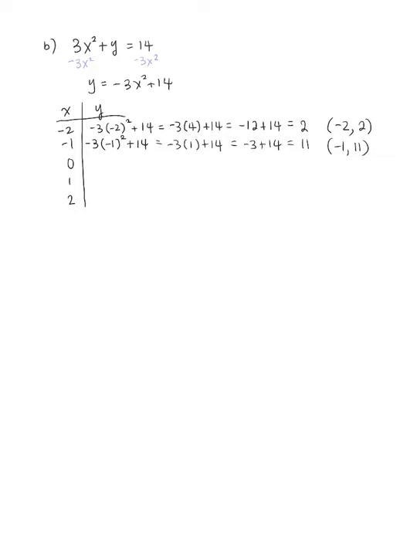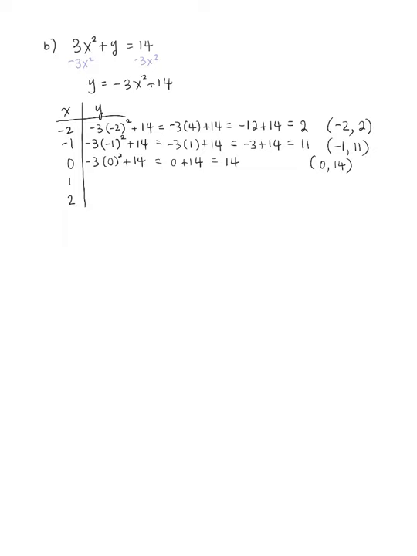Now when x is 0, you're going to have negative 3 times 0 squared plus 14, which is just 0 plus 14, which is going to be 14. So as an ordered pair, we can write this as 0 comma 14. All right, 2 more. Let's go.